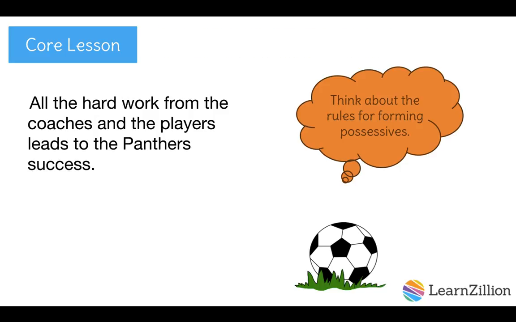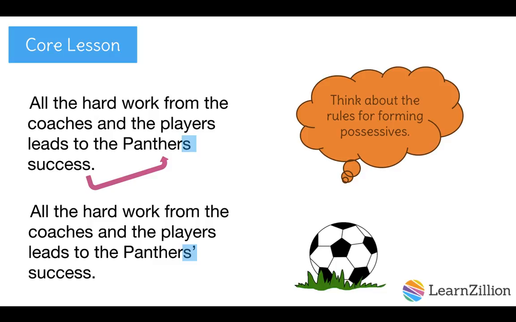Did you find the possessive? I did. In this sentence, the success belongs to the Panthers. The Panthers is a group of people and each of them is successful, so this makes it a plural noun. Panthers already ends with an S, so all we need to do is add the apostrophe. Our revised sentence should look like this. All the hard work from the coaches and the players leads to the Panthers' success. An apostrophe goes at the end of Panthers.